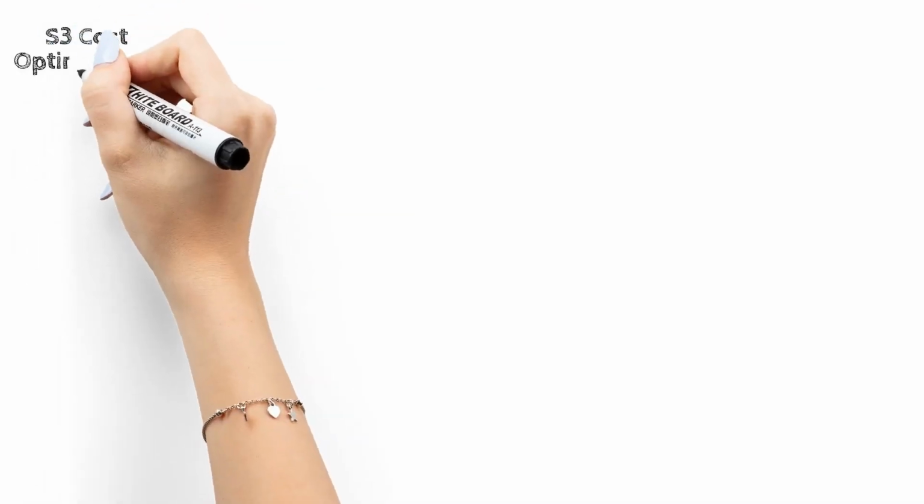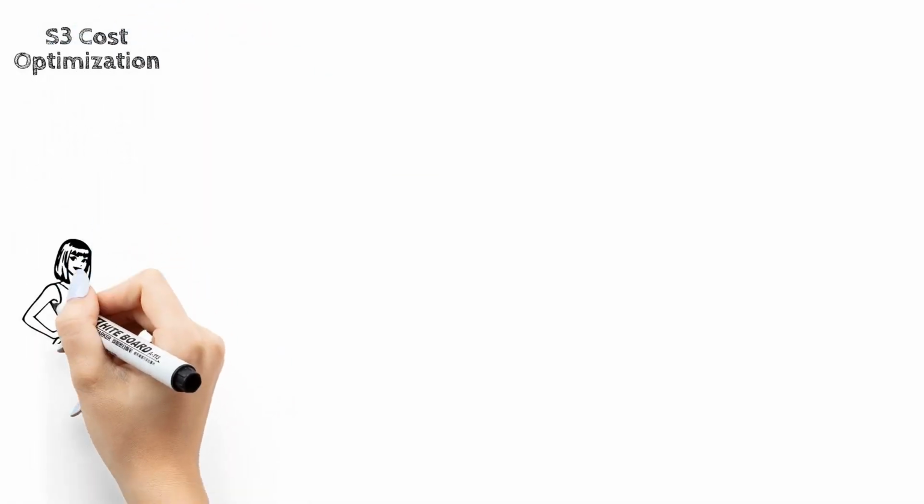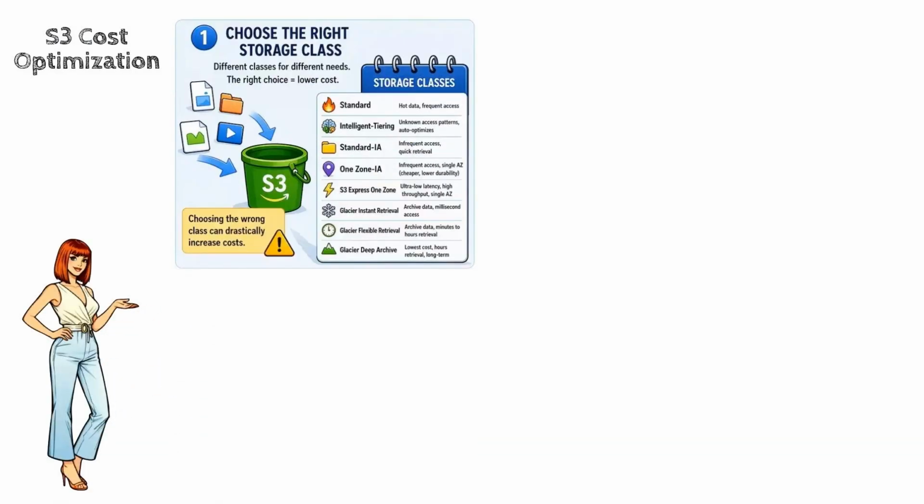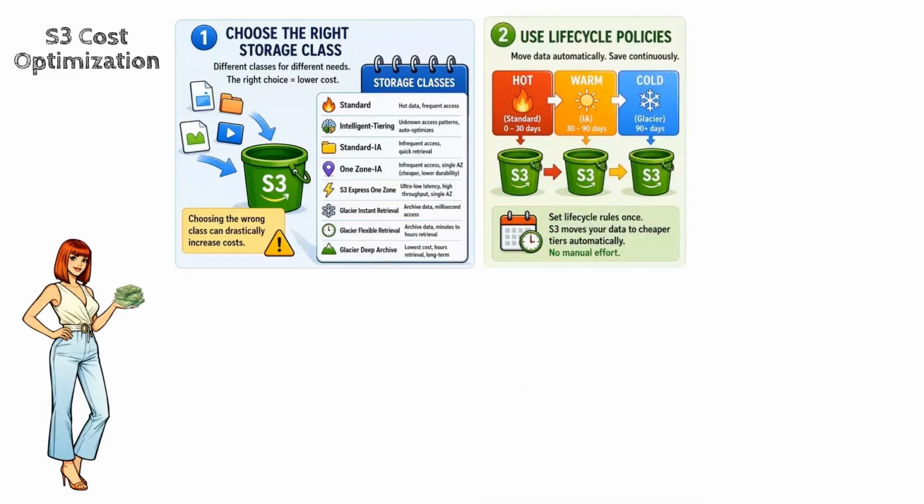Now, let's look at S3 optimization, step by step. First, choose the right storage class from what we just saw. Picking the right class can significantly reduce your costs over time and put some extra money back in your hands. Next, use S3 lifecycle policies. Automatically move data from hot to warm to cold storage. No manual effort needed, and you keep saving along the way.